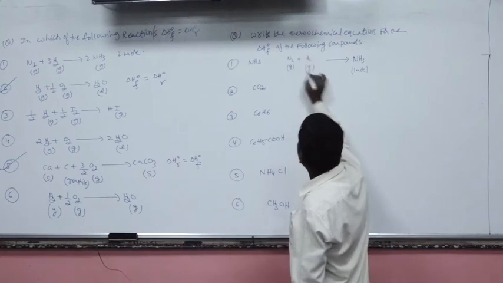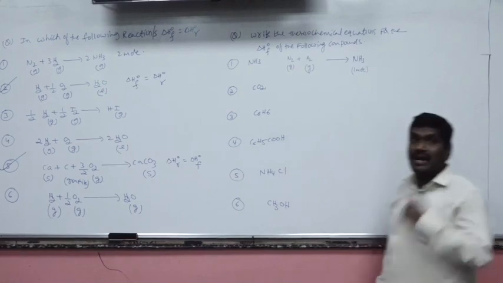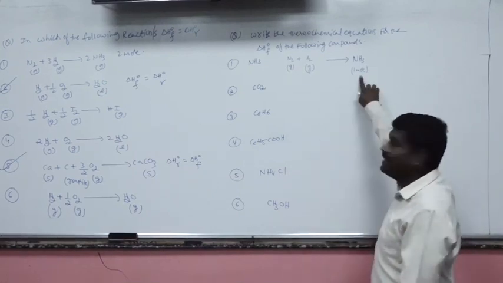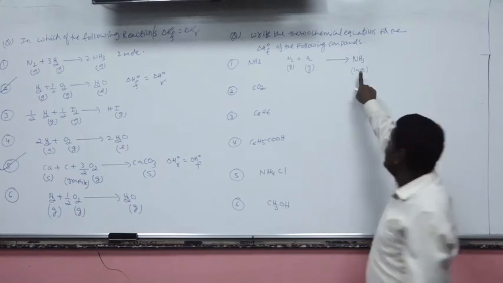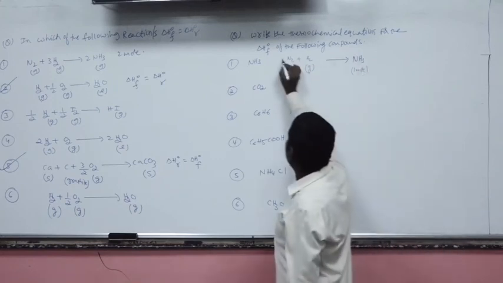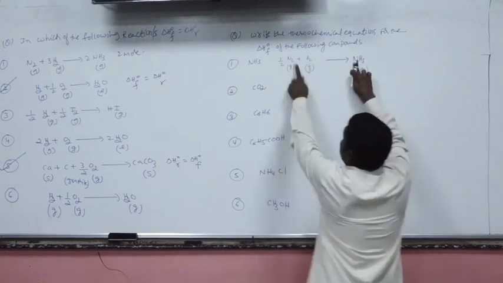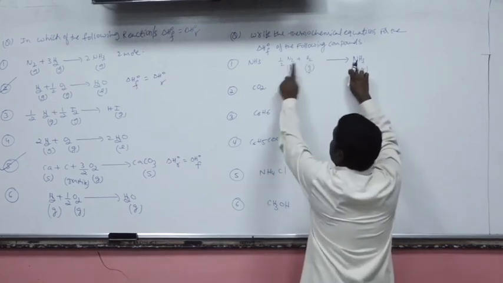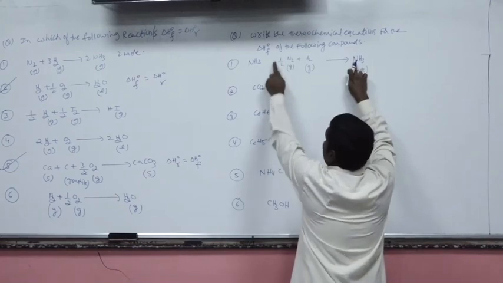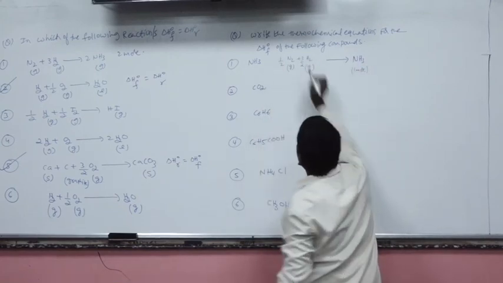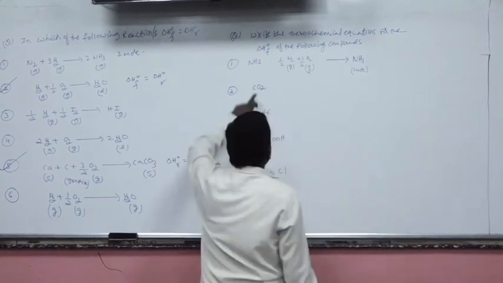Now come to balancing on the left hand side. Don't balance on the right side, because the right side already has stoichiometry 1 mole. According to 1 mole, shall I write half mole N2? Because nitrogen atom is 1 here, 2 there. So I am dividing 1 by 2. Here I am multiplying 3 by 2. Isn't it? Come to CO2.